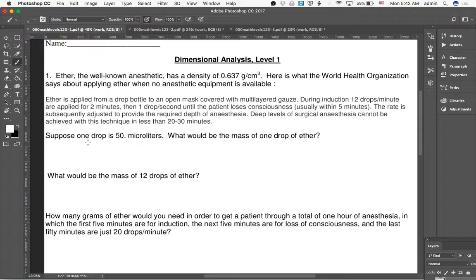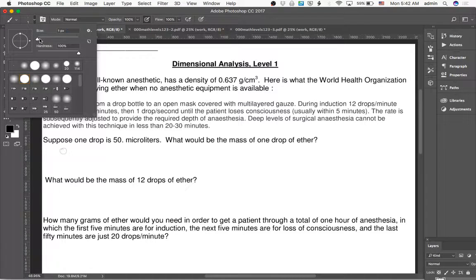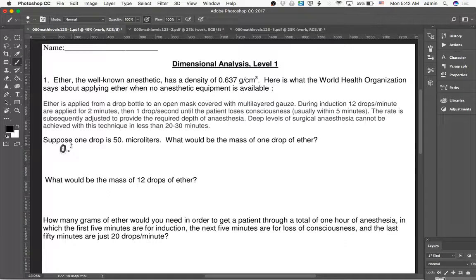Let's see. Change color. Point. Bigger pencil. All right. 0.637 grams per 1 cubic centimeter. Now, it happens to be the case that 1 cubic centimeter equals 1 milliliter. And it happens to be the case that 1 milliliter equals 1,000 microliters, but you don't need to necessarily know that.